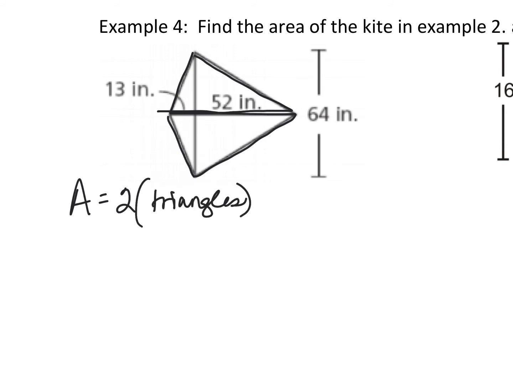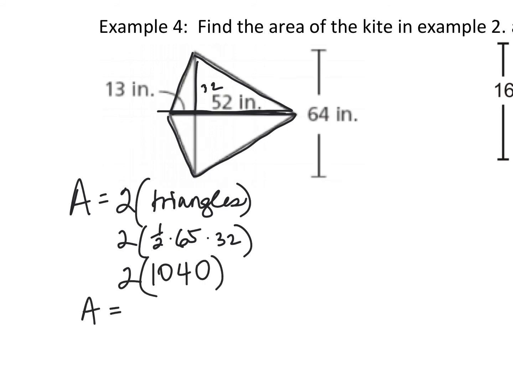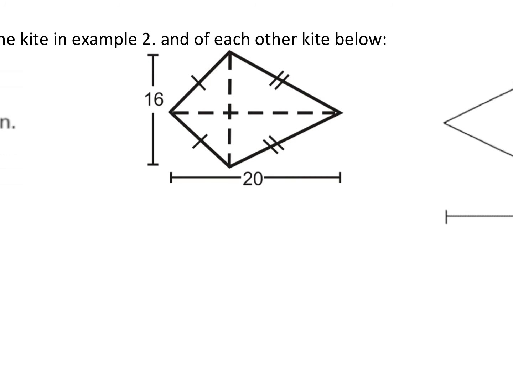So we have 2 triangles. Okay, so we have 2 times 1/2 times 65, because this 13 plus 52 is 65, times the height, which is 32, because that was just half of the whole thing. And that's 1,040. And so we have 2 of those, and so our area is 2,080 inches squared. So we can do it that way because we do have 2 congruent triangles for each example.